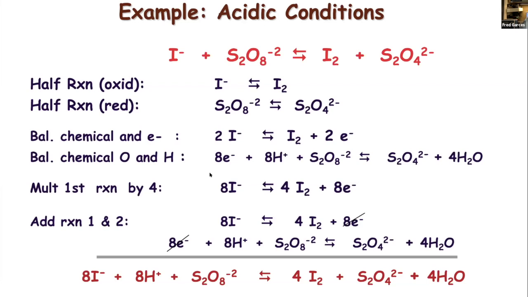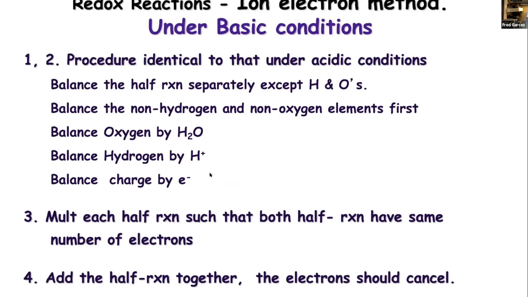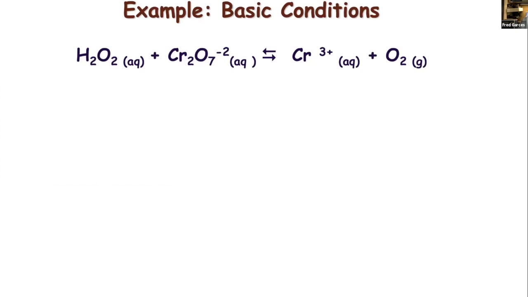Now, let's take a look at this reaction under basic conditions. The only difference is that you need to add one more step. And that step is to eliminate the hydrogen plus by adding H plus plus OH minus, forming water. And how you introduce that last step depends on where the hydrogen is in your balanced equation. So let me show you an example. Here's another example. We've got hydrogen peroxide plus dichromate goes to chromium plus oxygen.